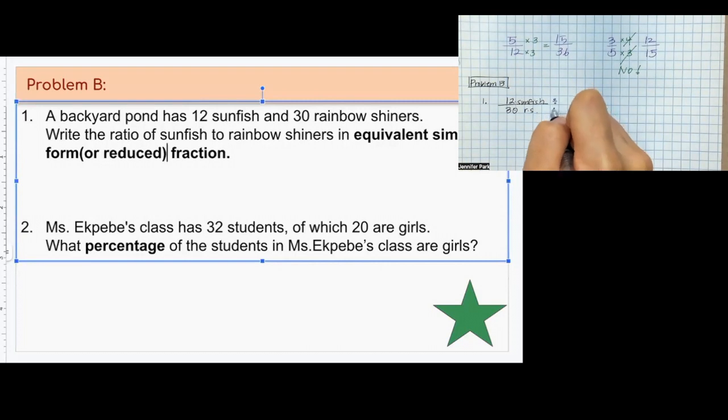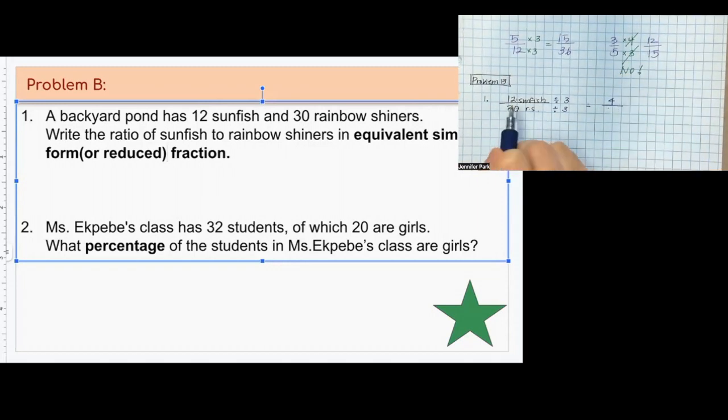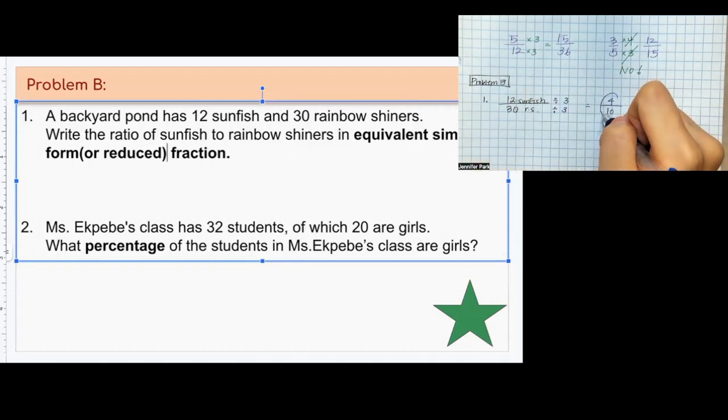How are we going to reduce it? We're going to divide them both by the same number. What is that number? I think 3. 3 is a number that you can divide them both by, right? Yeah, you can divide 12 by 3, 30 by 3. 12 divided by 3 is 4. 30 divided by 3 is 10. So 4 over 10 is a reduced fraction.